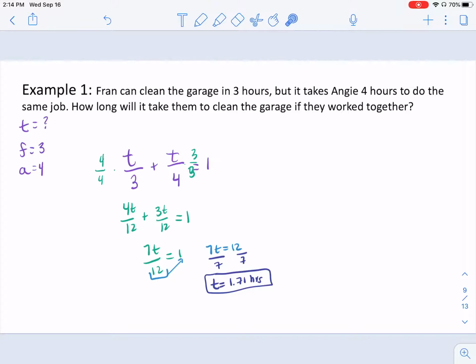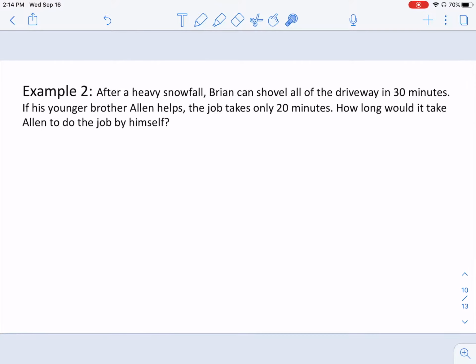This is obviously assuming that their rate would not be affected by each other. We've all cleaned with a family member and found out that sometimes it could be a longer ordeal. So this is obviously making the assumption that they would keep their same pace working together as they would working individually. Let's see if we can do another example.